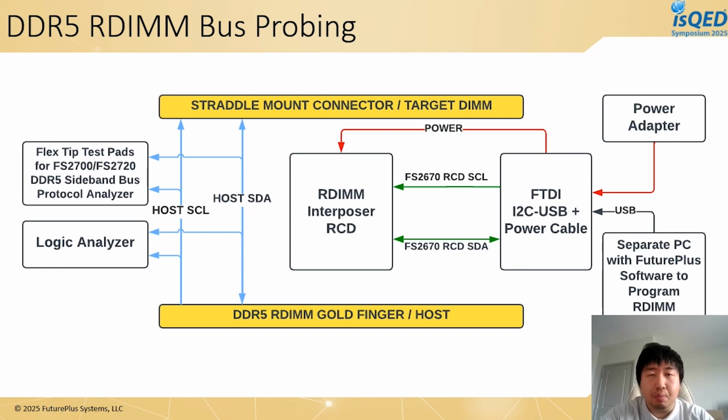We did put probing points on the interposer for host sideband bus probing. All of the initialization of our RDIMM interposer RCD will be handled by a separate computer running our software. The software will also put the interposer RCD in a special mode called validation pass-through mode, so that the interposer RCD will always behave transparently and will not respond to any mode register write commands from the host. It will simply pass the D side signals to the Q side output.